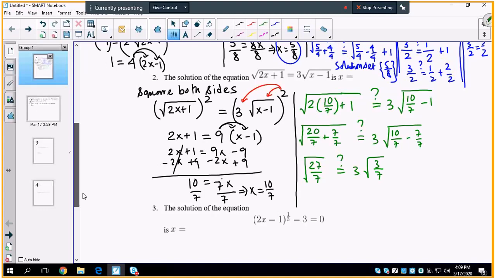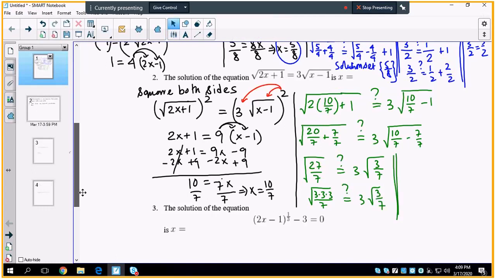So what you can now do, either you can think of 27 as 3 times 3 times 3 over 7, or you can think of 27 over 7 as 27 over 7, and on the right hand side, the 3 which is outside the square root, push it inside the square root. Remember, 3 from outside the square root, when it goes inside, becomes a square. So I get 3 square times 3 over 7, whichever way is easier for you.